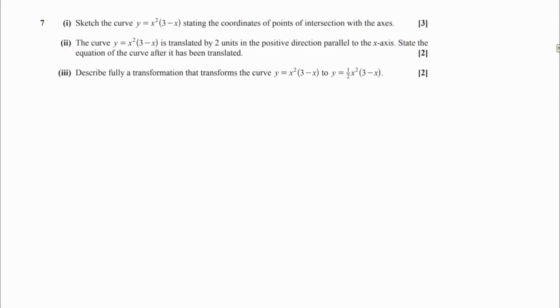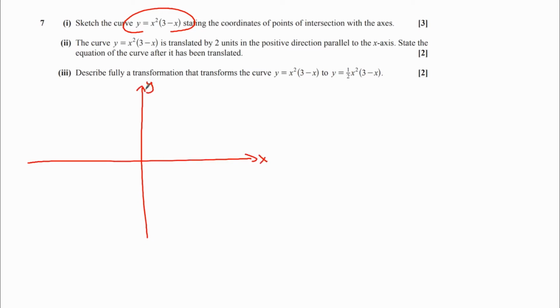Question 7. Sketch the curve y equals x squared times 3 minus x, stating the coordinates of the points of intersection with the axis. So we want to sketch this curve, stating the coordinates of the points of intersection with the axis. So it would be x and y. I'm going to start from looking at a point in here. This is our x and this is our y.